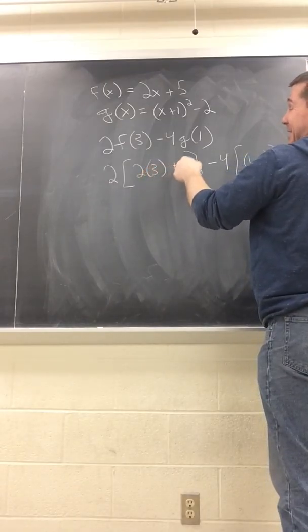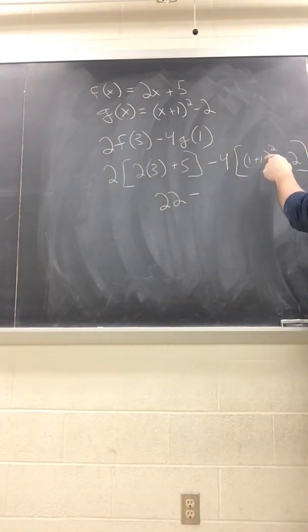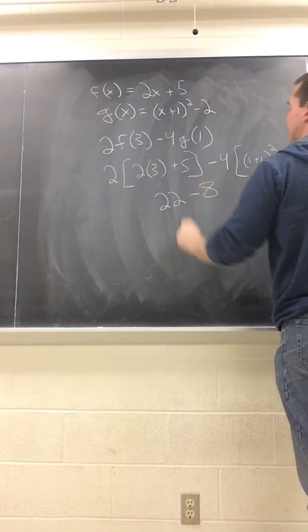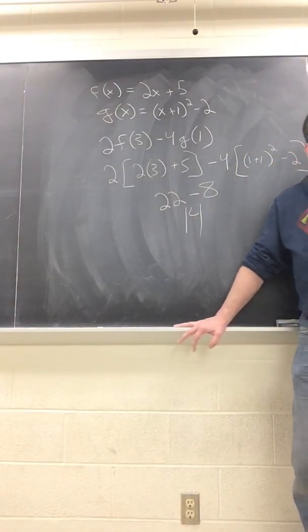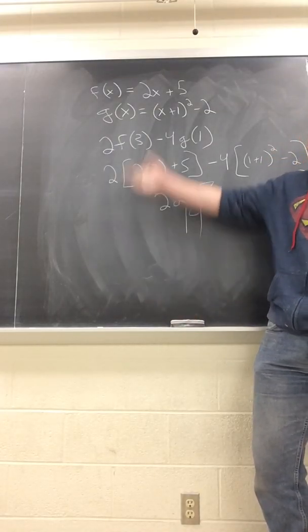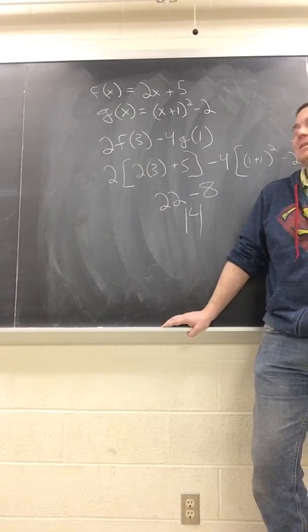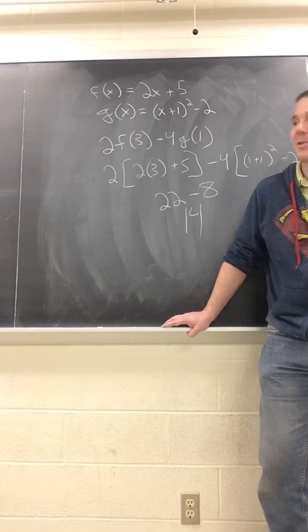2 times 3 is 6, 6 plus 5 is 11, 11 times 2 is 22. 1 plus 1 is 2, 2 squared is 4, 4 minus 2 is 2, 2 times 4 is 8. So we get 22 minus 8, which is 14. And there we go. Function notation and evaluating functions using function notation, adding, subtracting functions, plugging things in. We're going to do all of this, so I just want to make sure we're clear on it because we need to know how to solve it. There's a few more properties of functions we need to go over, but I'm going to stop this and start another video because this one is rather long as it is.